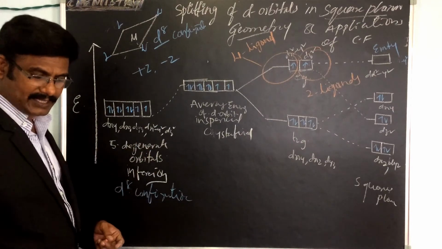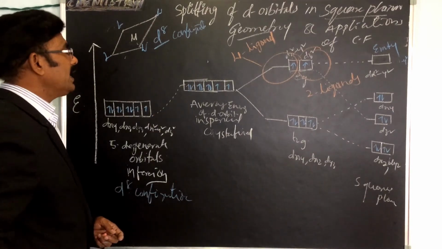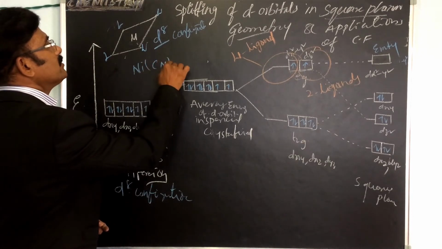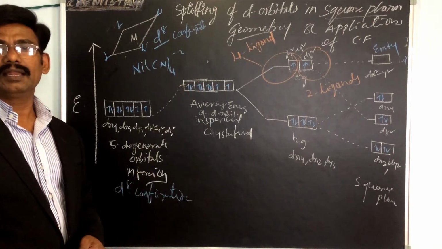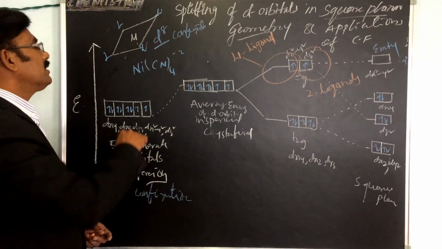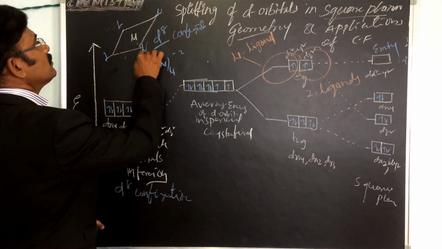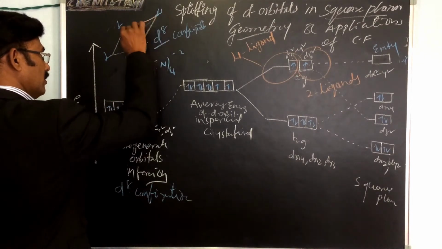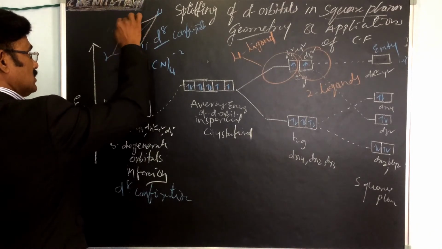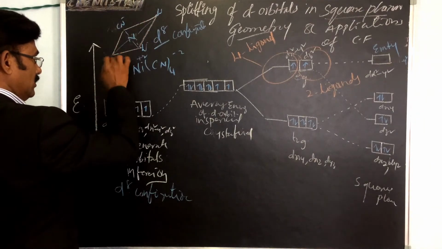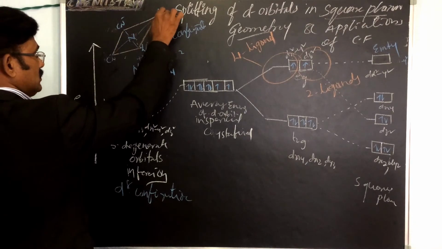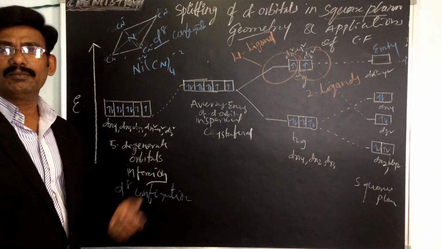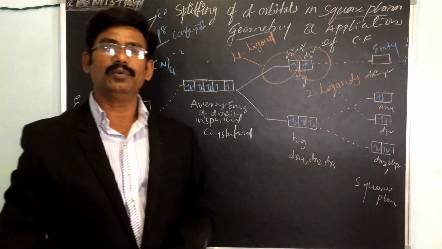We can give one example. What is the compound? Nickel tetracyanide. This is the -2 charge, and the nickel is +2. Okay, nickel tetracyanide: the central metal ion is nickel, and these are the cyanide ligands. This is the best example.